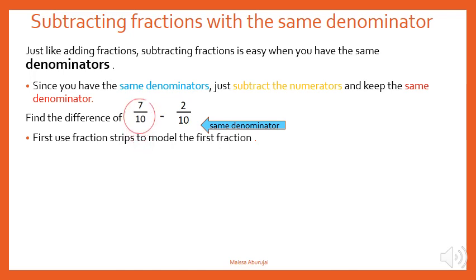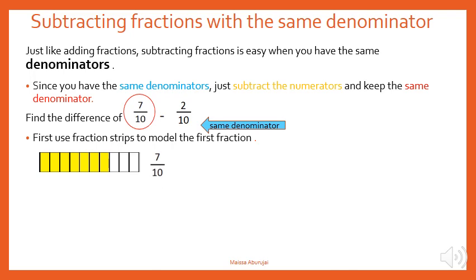We will draw a strip divided into 10 equal parts and we will color 7 parts. This shows 7/10. In subtraction, we will not draw another strip. One strip is enough. Then minus means we will cross. Minus 2/10 means we will cross 2 colored parts from 7.